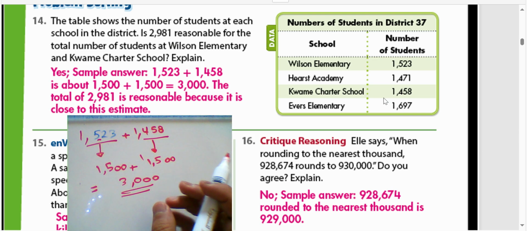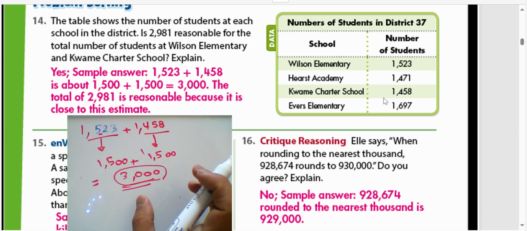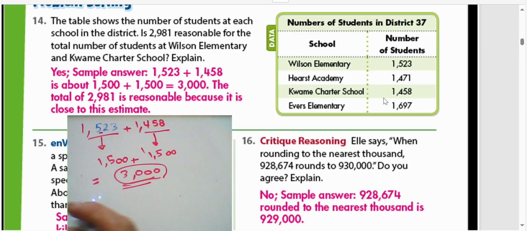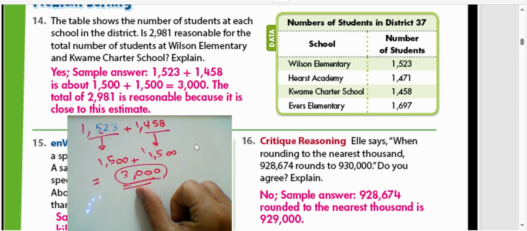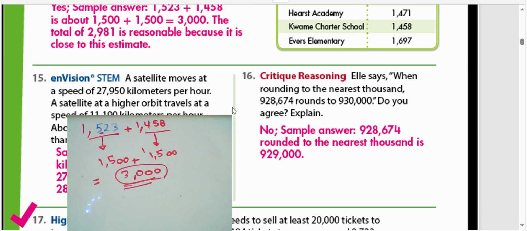Then this number is reasonable, nearest to the number, so the approximation will be 3000, nearest to the actual number. In the total number, 2981 is reasonable because it's close to the estimate. The number is nearest to this, so it's reasonable. Write this word, reasonable, because it is close to the estimate. Next question.